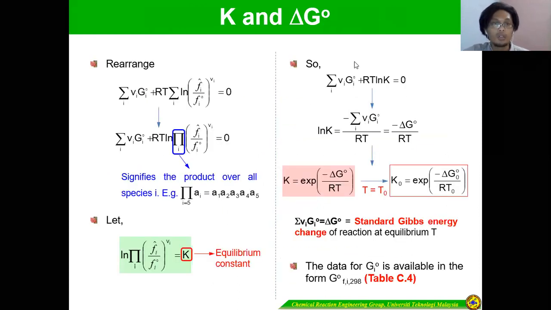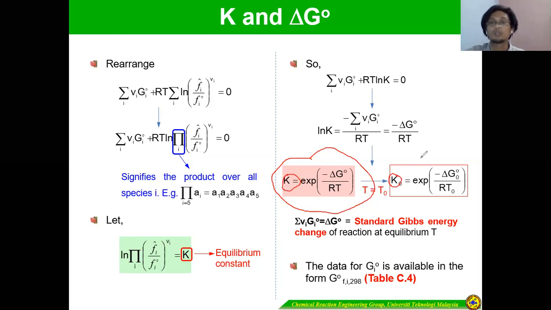Okay, so we rearrange all the equations, and we can get the expression. This is the equilibrium constant. So K is defined as the equilibrium constant, and K naught is at the standard state. If you want to calculate the equilibrium constant at standard state, just take the exponent of negative delta G naught divided by RT naught. So this is at standard condition. Standard conditions we consider at 298 Kelvin and 1 bar. So this is for K naught.